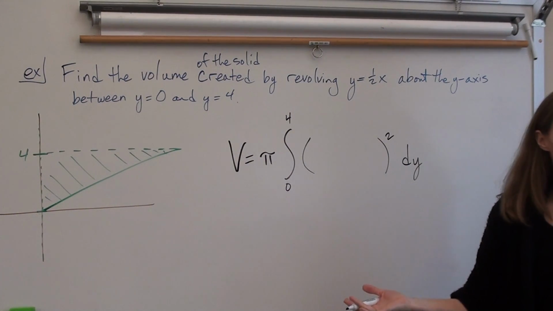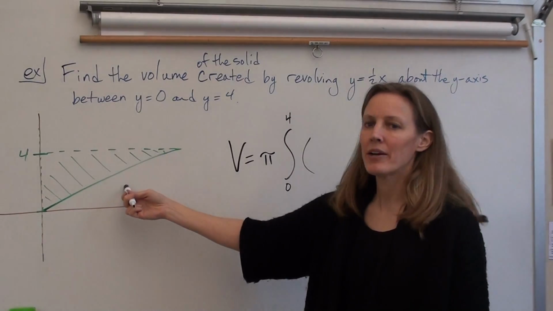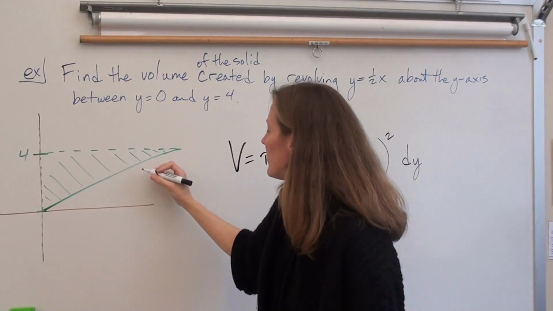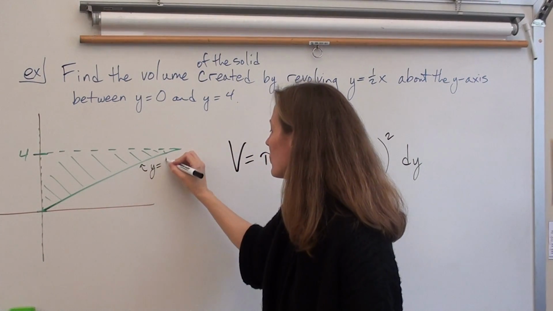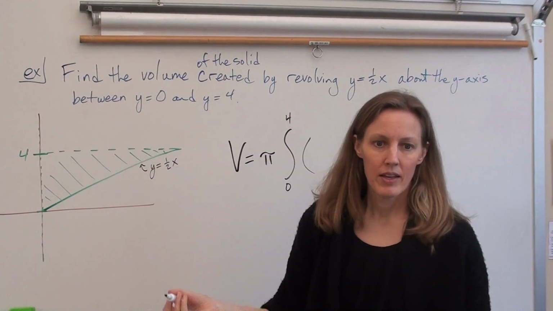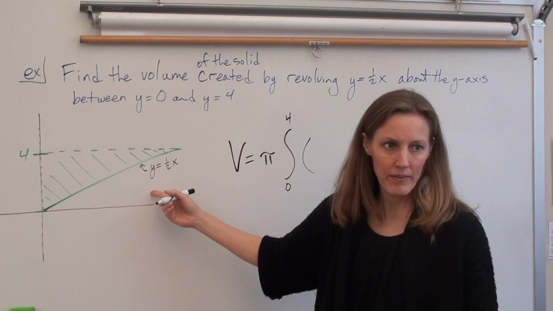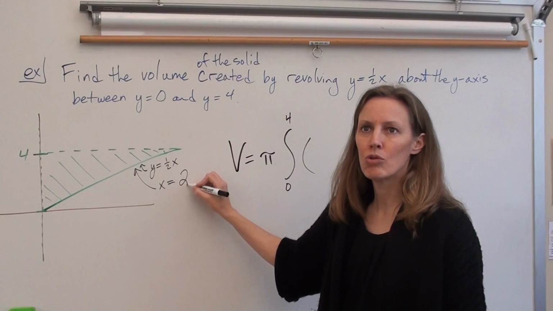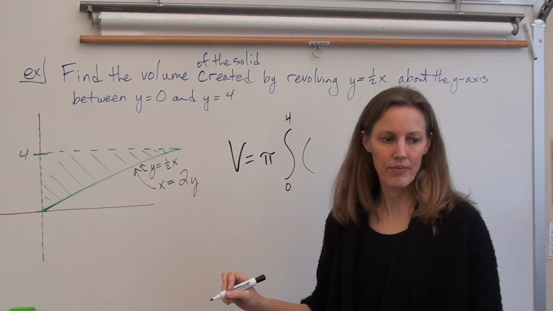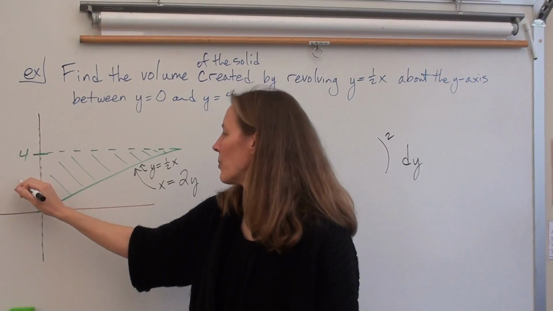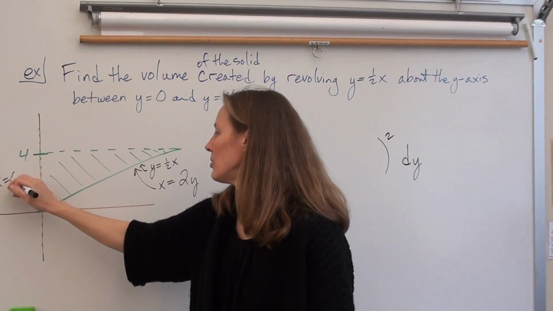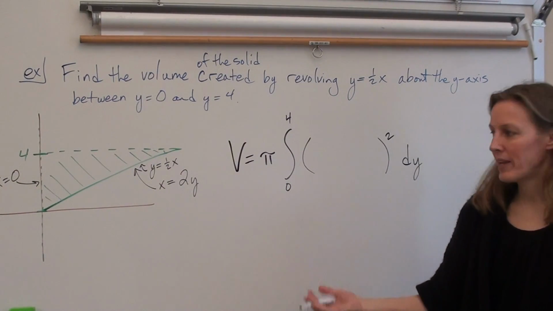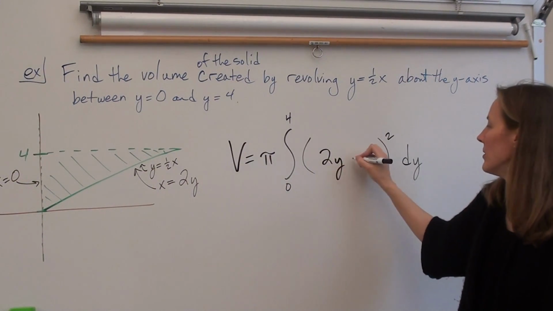But since it's a dy problem, our radius is not top minus bottom, it's right minus left. And when it's right minus left, if this is normally the function y equals 1/2 x, we have to solve this for x in terms of y. So instead, we now have x equals 2y. This vertical line, the y-axis, is actually the line x equals 0. So our radius is 2y minus 0.